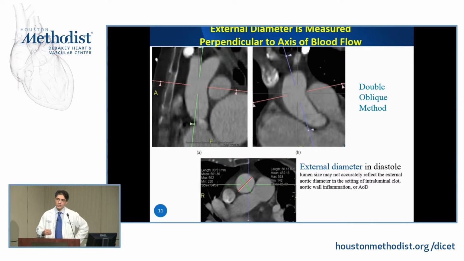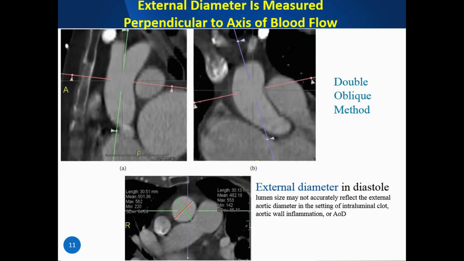Now, how do we measure this external diameter? The recommended technique for both CT and CMR is what we call the double oblique method, where using two different views, you create a true short axis of the vessel in question. And then once you have the true short axis, you're able to measure the external diameter, which is the outer wall to the outer wall.